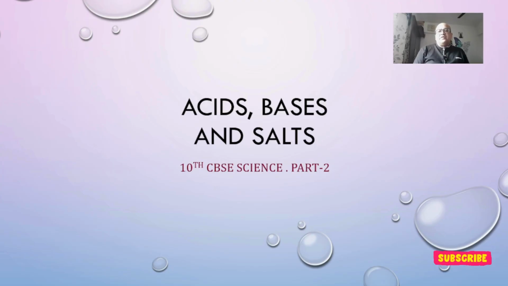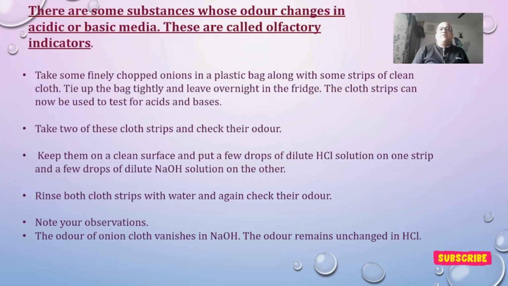Let's see today's topic. Last time we saw how to determine acids and bases by using litmus paper, phenolphthalein and methyl orange. The change in color depicts the difference between acids and bases. Today we are going to see how to use olfactory indicators. What are these olfactory indicators? They mean you can smell and make out the difference between acids and bases. There are some substances whose odor changes in an acidic or basic medium.